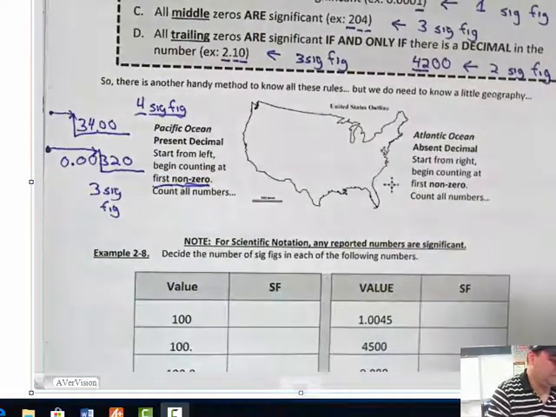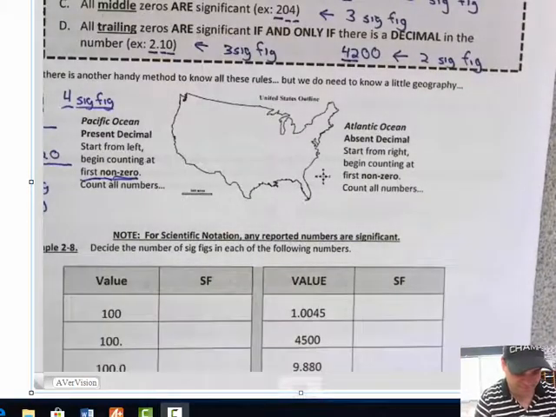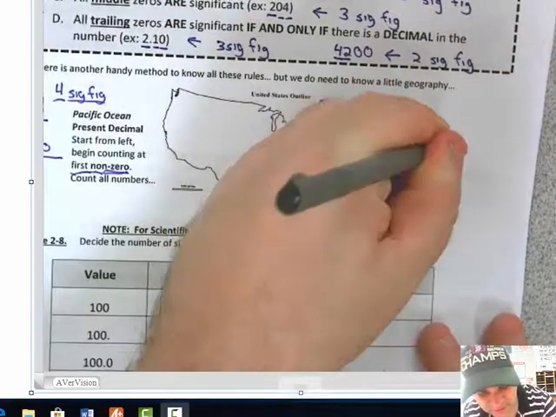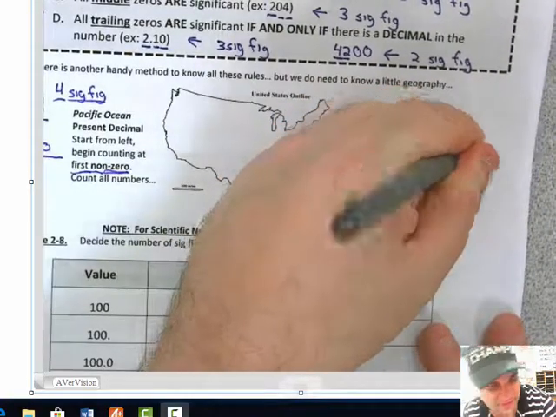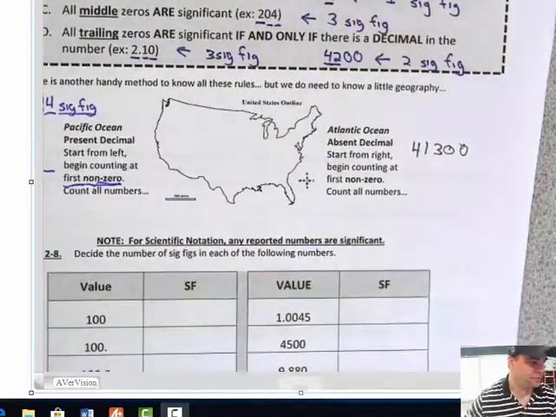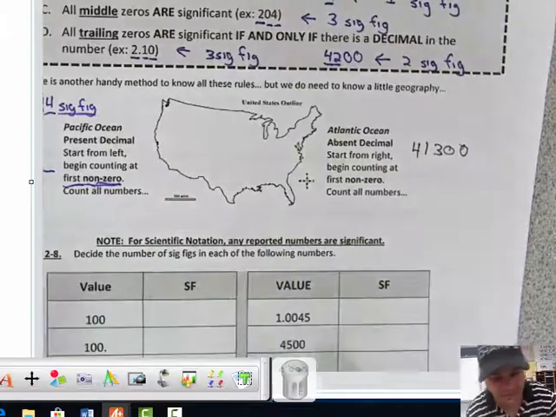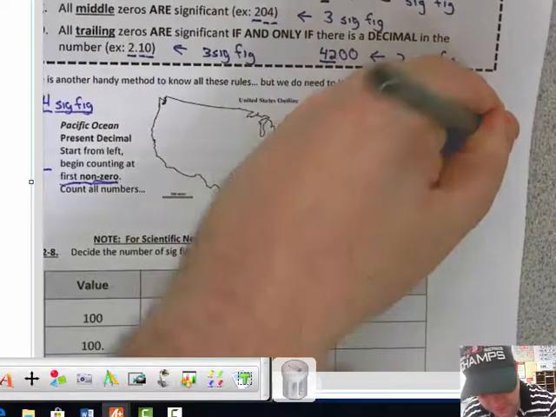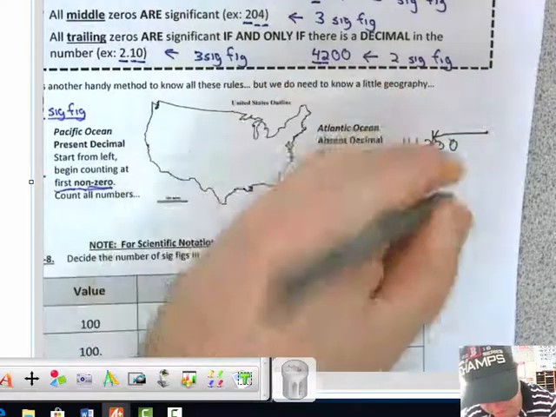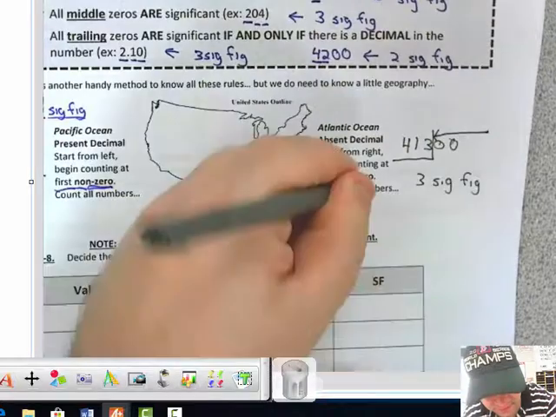Now, if there is no decimal, you go in reverse. So something like 41300. The Atlantic Ocean is on the east side. So we go over to the right side. Again, we go to the first non-zero digit and chop. So this would have 3 significant figures.